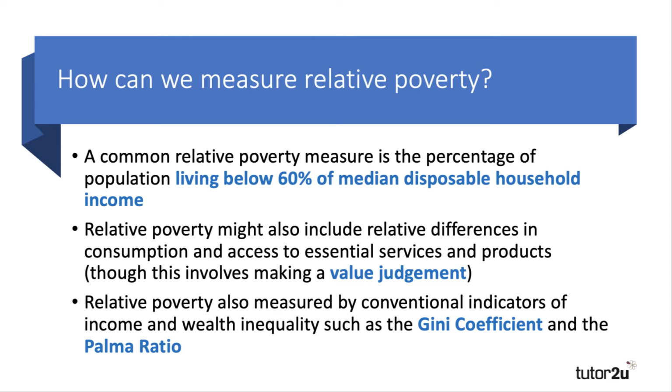And crucially, relative poverty is inextricably linked to inequality, both income and wealth. So we would also bring into the discussion the Gini coefficient and also the Palma ratio. We'll cover both of those in this video. And obviously different measures of poverty try to capture different aspects.